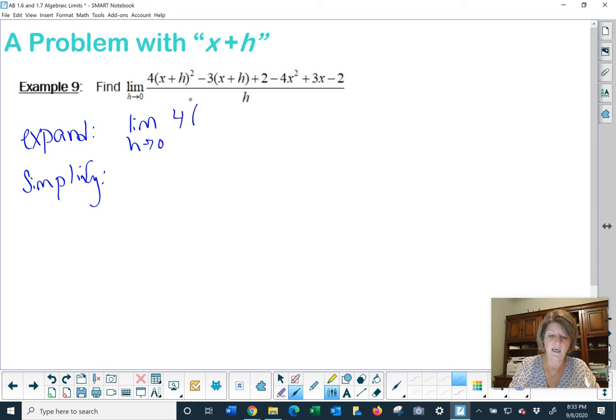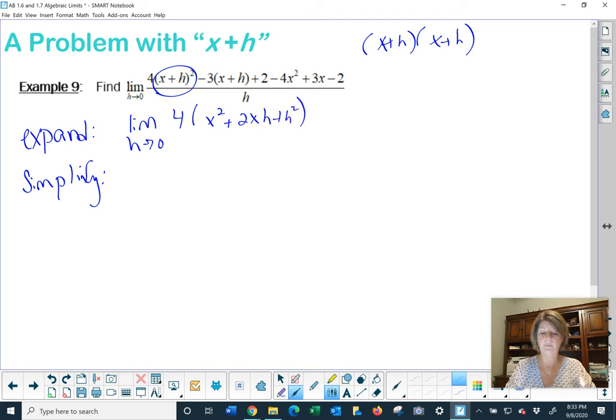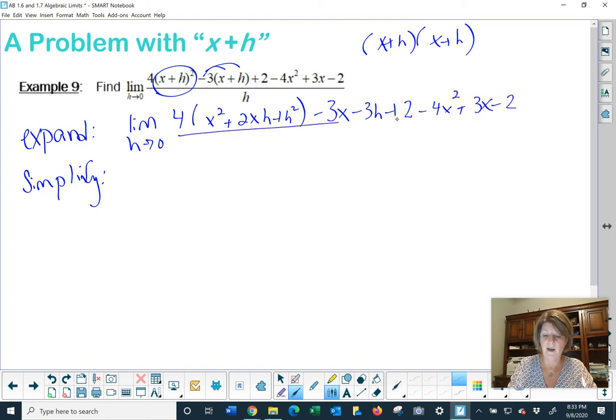I need 4 times. If I square that, that's like saying x plus h times x plus h. That will be an x squared plus a 2xh plus an h squared. Distributing the negative 3 through, I'm going to have minus 3x minus 3h plus 2 minus 4x squared plus 3x minus 2 divided by h. Looks like a mess. What I need to do is take this 4 and send it through.